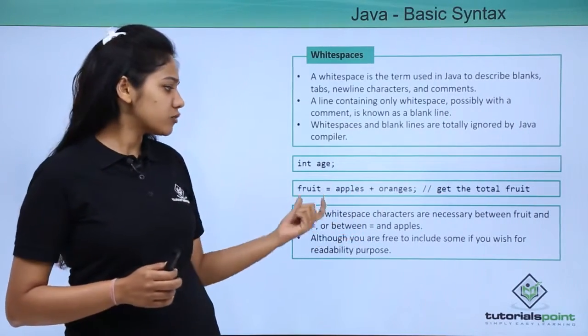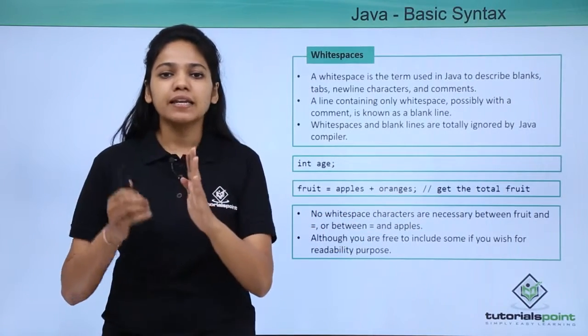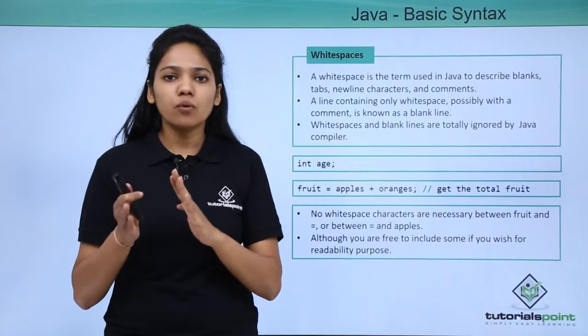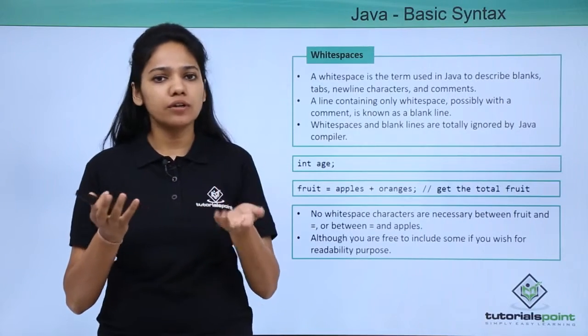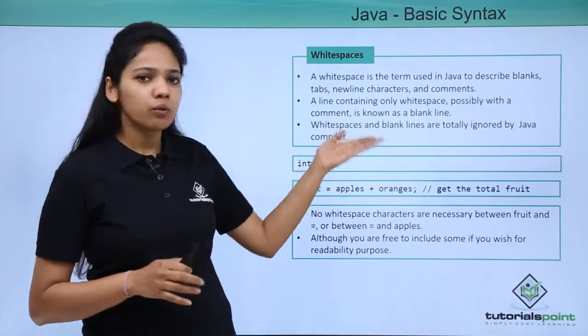The next example says fruits equal to apples plus oranges. There is a plus sign, and preceding or following it there is a space next to oranges, right? So this space is completely ignored as white space.